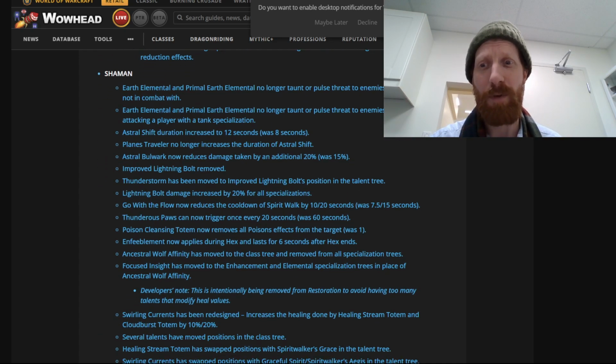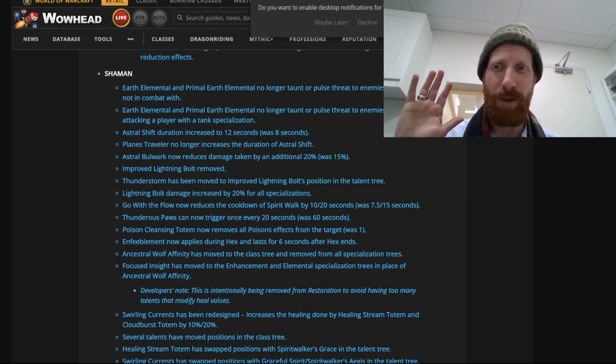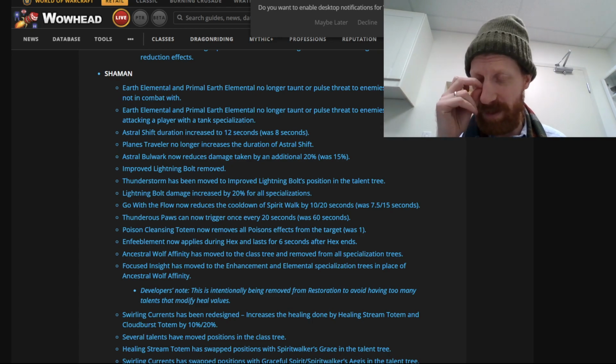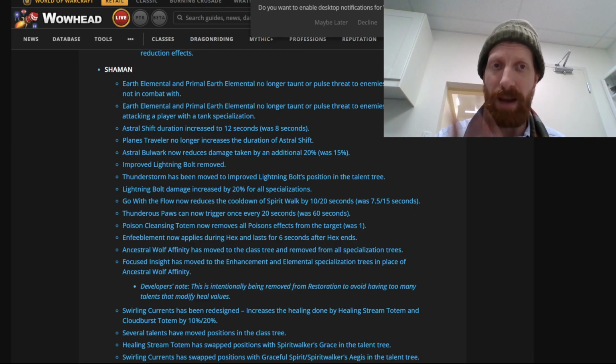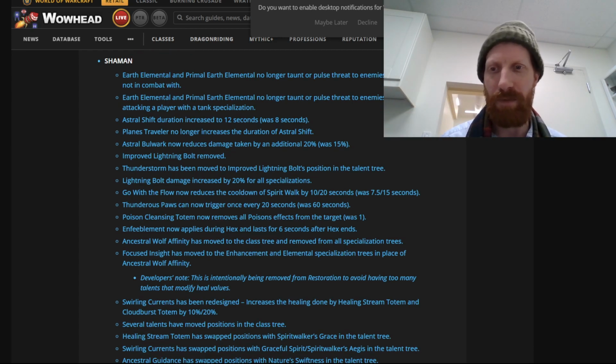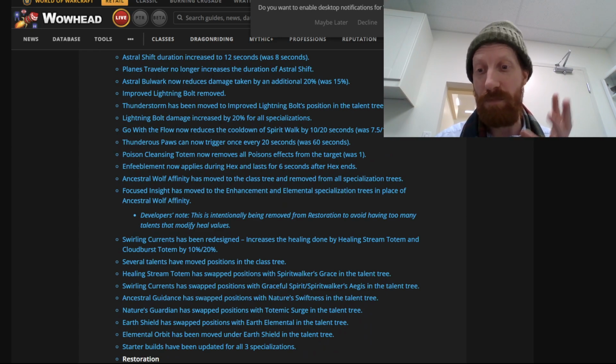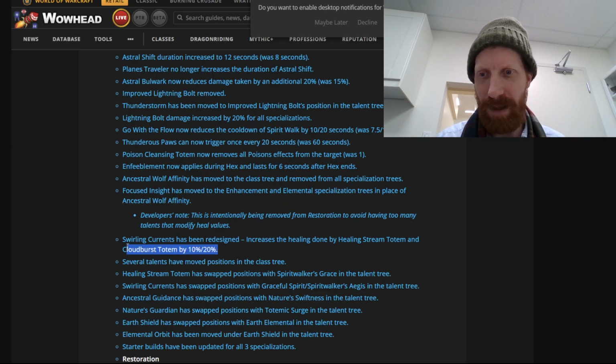Now, Shaman has quite a few notes here, including changes to our Earth Elemental, changes to some of the talents, spec, and class side. Things like Lightning Bolt damage being increased, they're getting rid of a few of those pieces that feel like choice nodes that you must take, i.e. damage nodes. And here we have a little note here.